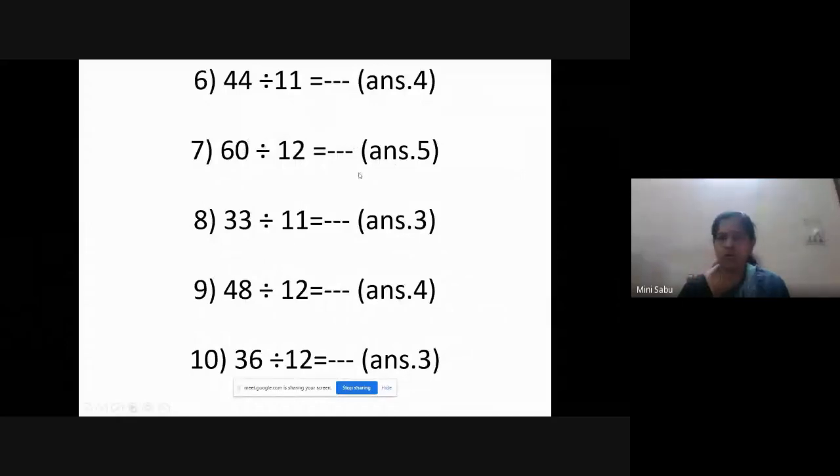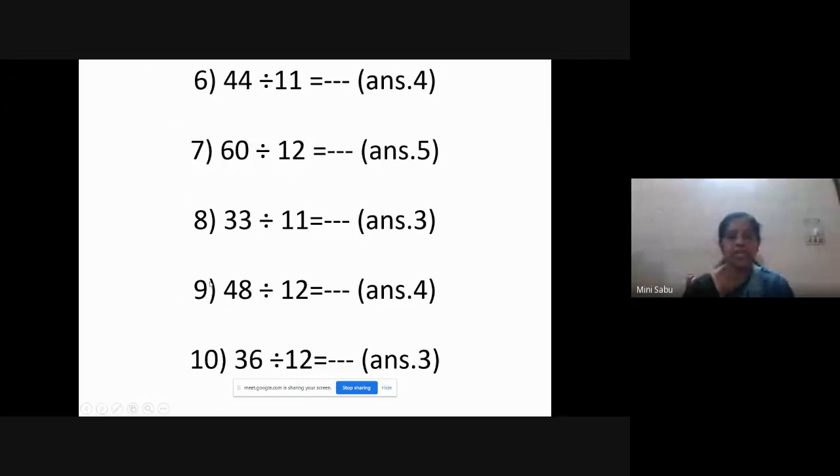With this much example, I hope you have understood. If anybody has a doubt, there are 3 more questions. Listen very carefully. Okay. Now question number 8 is 33 divided by 11. 11's table till 33. 11 3s are 33.